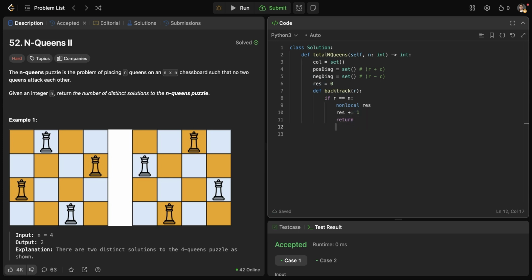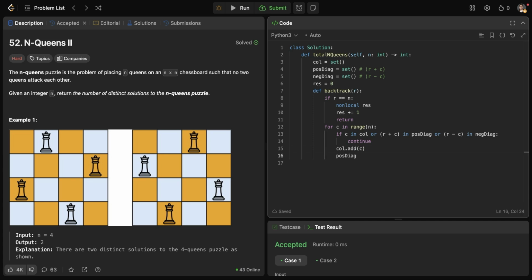Now after I found the base case, I will go for each column in range n and I will check if that column has occurred in column set, or r plus c occurred in positive diagonal set, or r minus c has occurred in negative diagonal set. If either of these situations is true, in such a scenario, I'll continue. I have to bypass. I can't consider that solution. And then if that is not true and I have not come across either of these values in the sets, that means this is a possible solution. I can consider it. So I will visit them and then I will add those values to these sets.